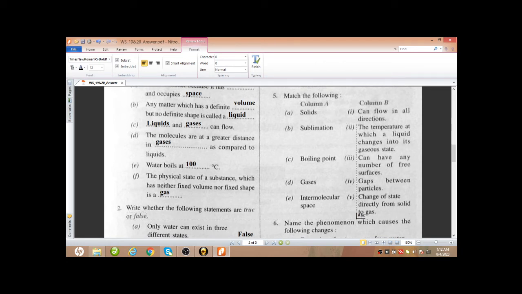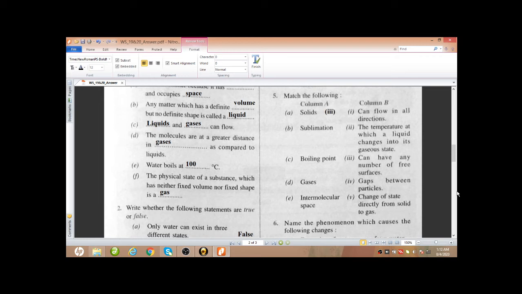Okay, next, match the following. We have to match column A with column B. Solids will match with, solids can have any number of free surfaces, so it will match with 3.